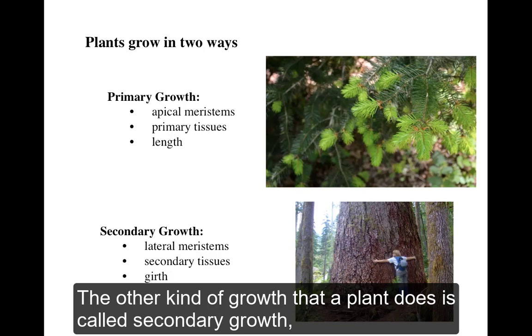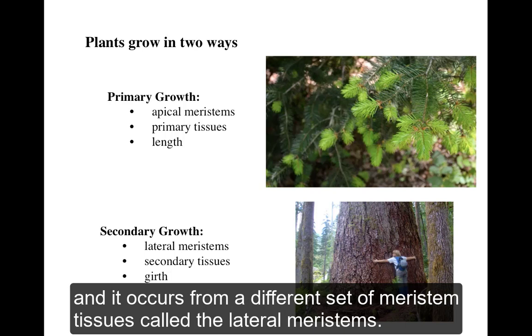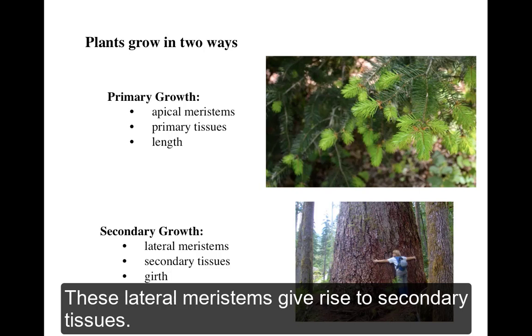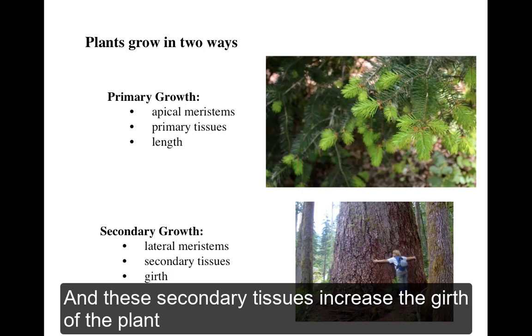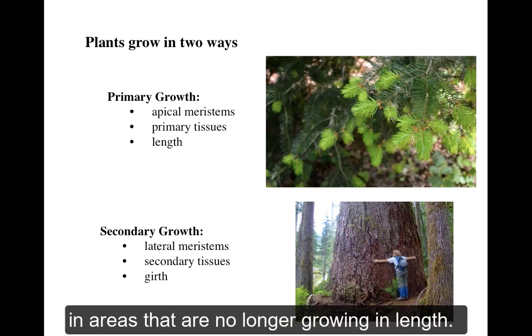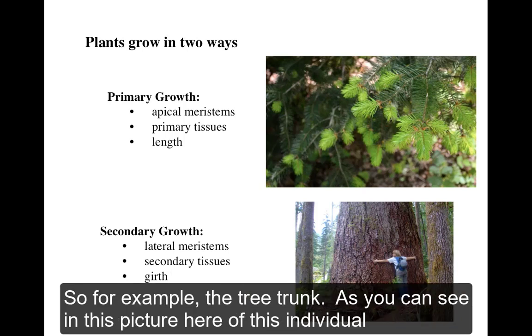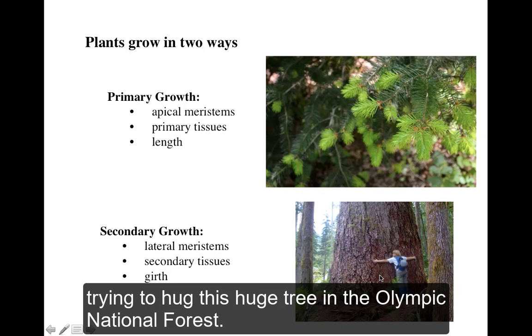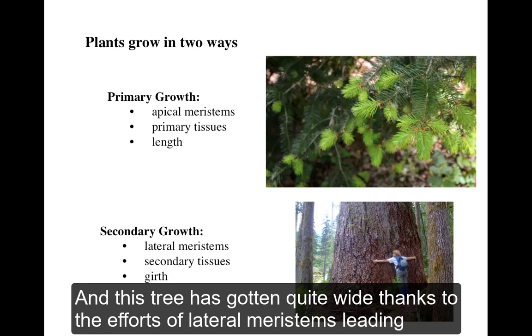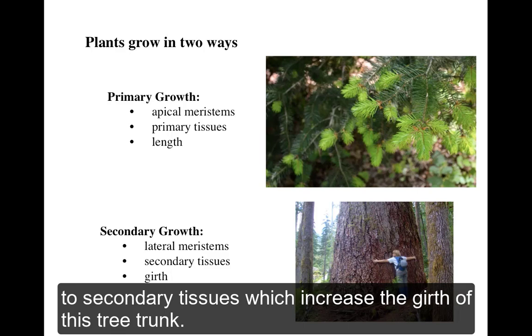The other kind of growth that a plant does is called secondary growth, and it occurs from a different set of meristem tissues called the lateral meristems. These lateral meristems give rise to secondary tissues, and these secondary tissues increase the girth of the plant in areas that are no longer growing in length. So for example, the tree trunk. You can see this picture here of this individual trying to hug this huge tree in the Olympic National Forest. And this tree has gotten quite wide thanks to the efforts of lateral meristems leading to secondary tissues, which have increased the girth of this tree trunk.